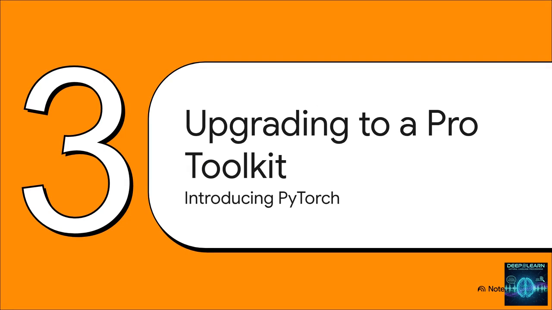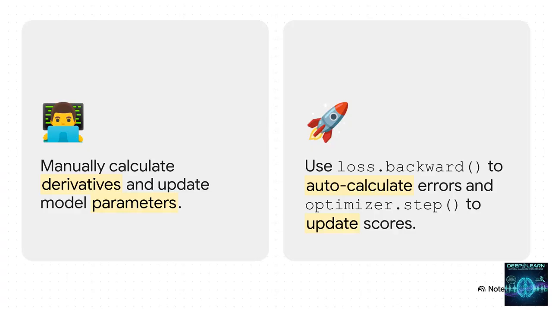So now, let's see what happens when we switch gears and upgrade to a professional toolkit like PyTorch. And wow, the difference is night and day. On the left, that's what we just did, writing all the code ourselves to figure out the mistakes and update the scores. But on the right, that's the PyTorch way. It's literally 2 commands. Loss.backward automatically calculates how wrong the model was, and optimizer.step takes care of updating all 74,000 of those word scores. It's amazing.